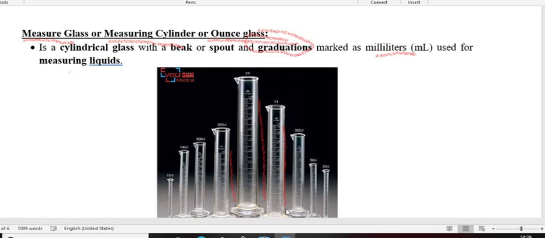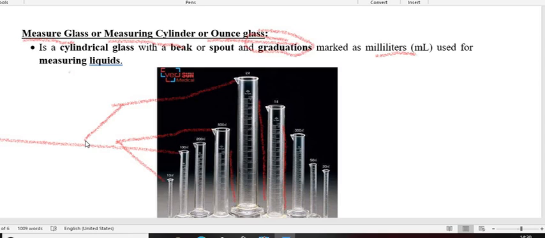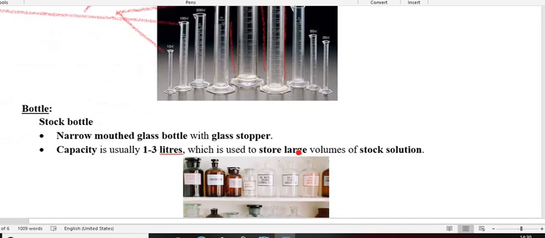All are graduated of different volumes, and all have a spout. This is a spout; the beak is called a spout. All are graduated, as I have shown, and are used for measuring liquid, and are called measuring glasses.